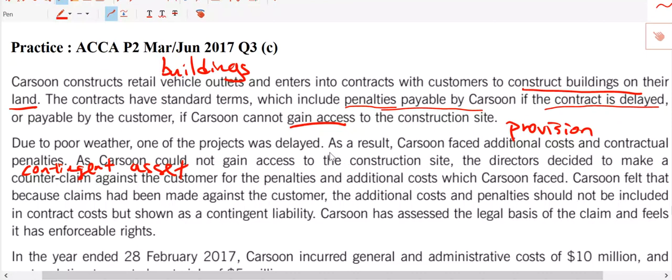The probability of recognition is different. Provision we recognize as long as it's probable. For contingent asset, we recognize only if it is virtually certain. They felt that because the claim had been made against the customer, the additional cost and penalty should not be included in contract cost, but shown as a contingent liability. So that means they do not want to recognize it. This is not allowed.